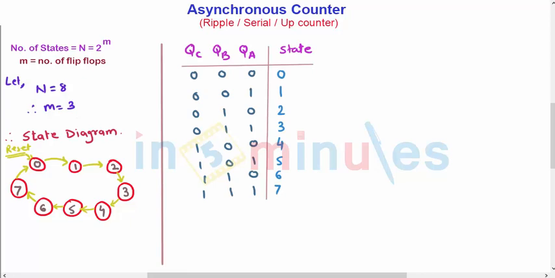As I said, there are 3 flip-flops required. So let us say the outputs of the flip-flops are QC, QB and QA. There are 3 flip-flops A, B, C, out of which I am taking the reverse order, QC, QB, QA. So depending upon QC, QB, QA, the 8 states, that is 0 to 7, and their binary equivalents and decimal equivalent states are shown in this table. So this is how the serial counter moves.